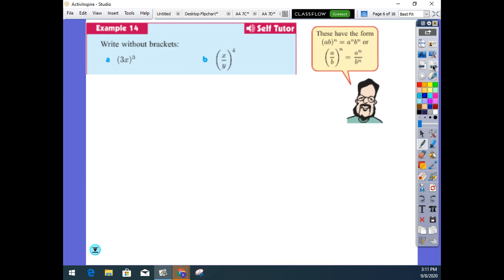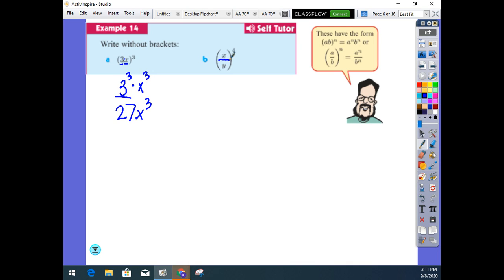Write without brackets. This is a product, so each value on the inside gets its own exponent. Each base on the inside of my product gets its own exponent. Then I would probably simplify 3 to the third, which is 27 x to the third. I would take either of those answers.